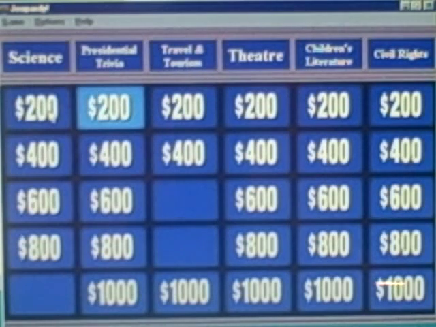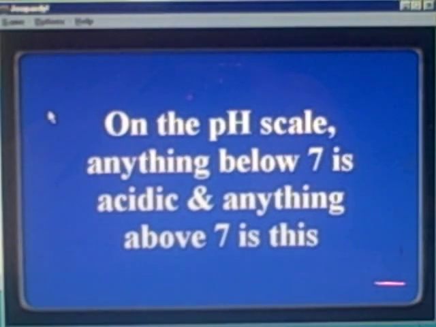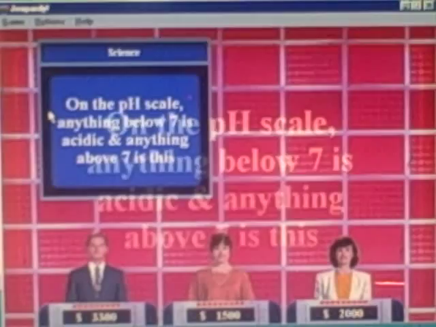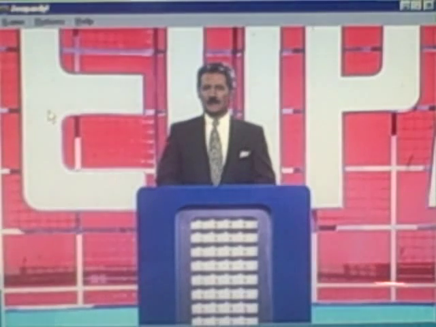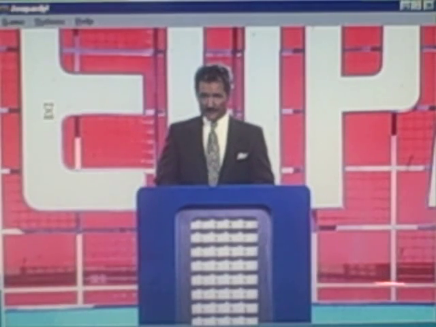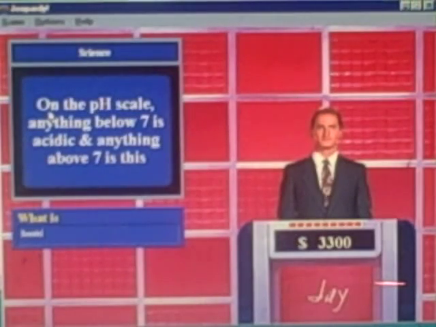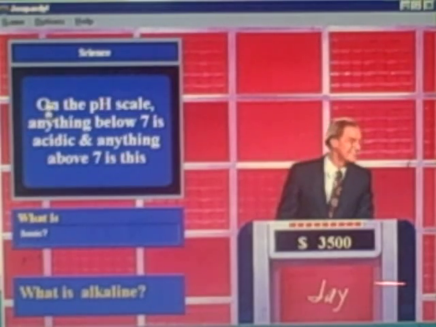Science 200. On the pH scale, anything below 7 is acidic, and anything above 7 is this. Contestant number 1: What is basic? You are correct.